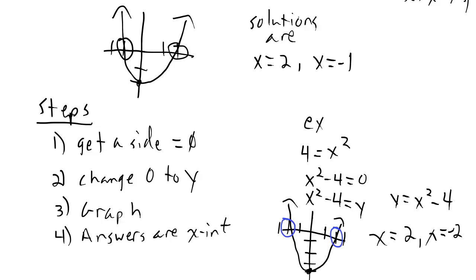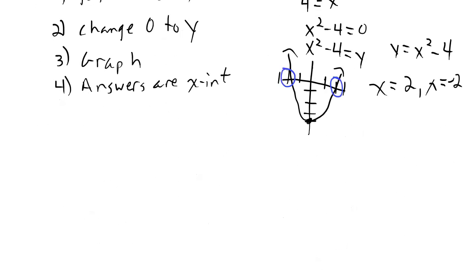So that's solving by graphing, right? We're looking for the zeros. We're looking for the x-intercepts, and those will be our answers. Now we said these are called solutions, zeros, or roots. So let's look at why they're called roots.